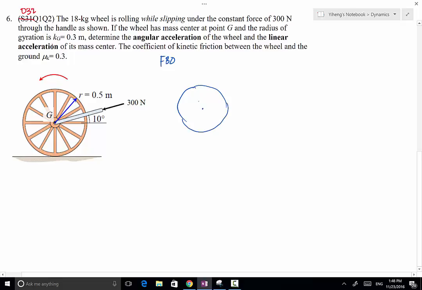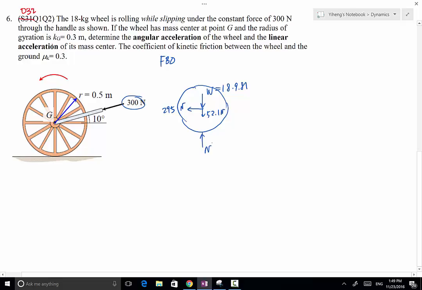So for this wheel, we have the weight force. The weight force equals 18 times 9.81. And then this 300 Newton force is applied here at point G, and we can resolve it using trigonometry into horizontal component and vertical component. So its horizontal component equals 300 times cosine 10 degrees, and that is 295 Newton. And its vertical component is 300 times sine 10 degrees, and that is 52.1 Newton. And of course, we have the normal force from the ground.